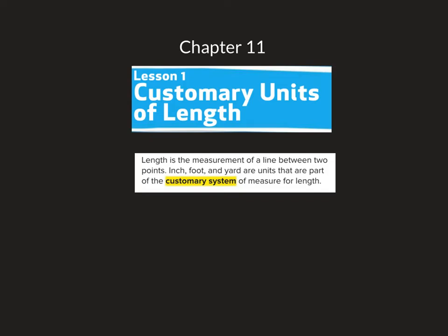Today we're going to be talking about customary units of length. Length is the measurement of a line between 2 points. So we use, in the United States, inches, foot, yard. They are units that are part of the customary system of measure for length, right? If I'm measuring the length of something, I'm kind of measuring how tall, how long. We do this with perimeter. We do it with area. Okay, so these are the customary measurements for length.